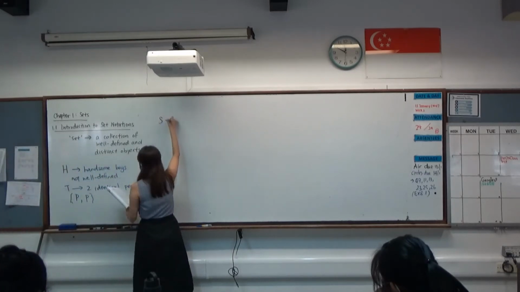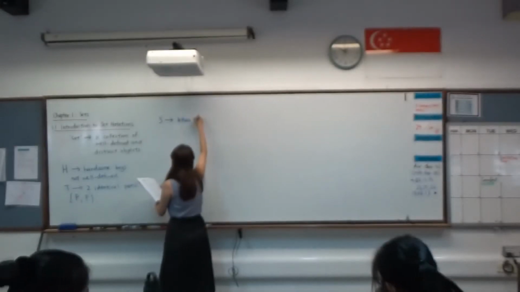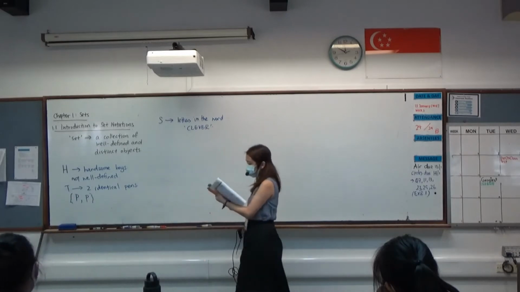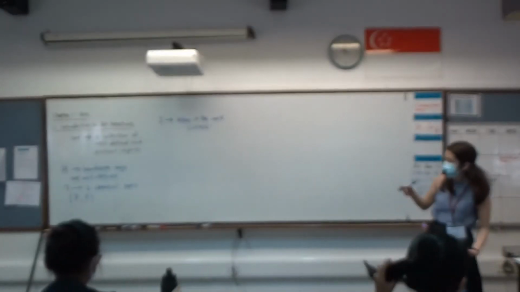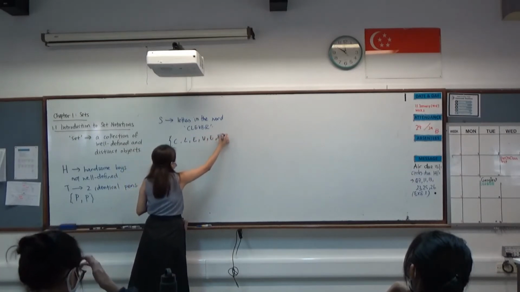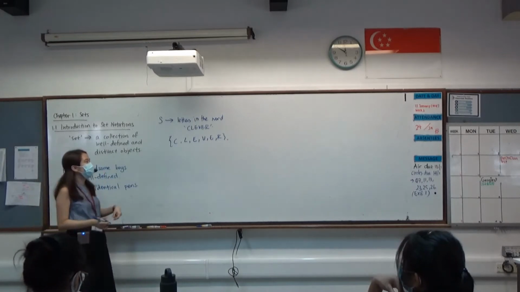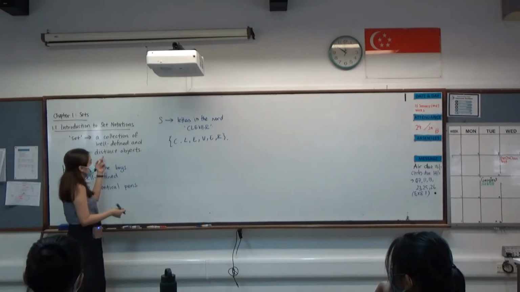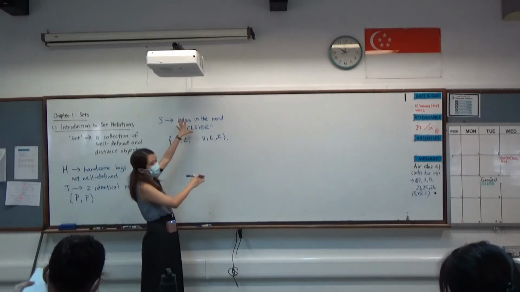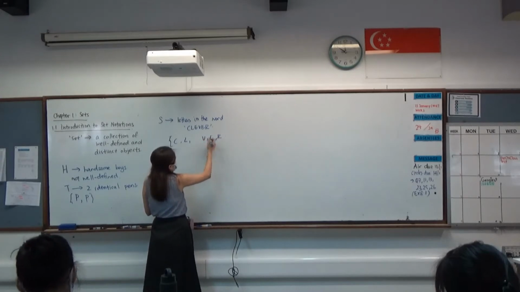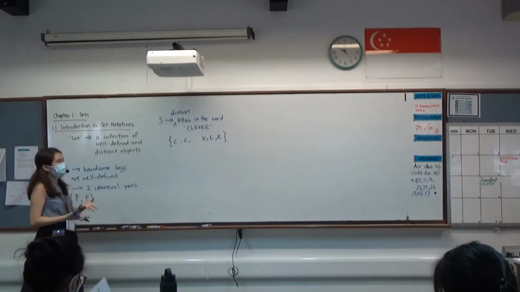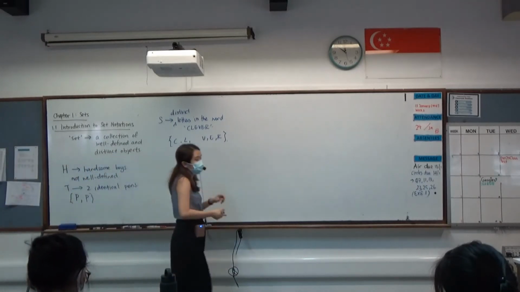Another one would be if I have S to be the set that has the letters in the word clever. To list out all these letters, we know that it will be C-L-E-V-E-R. But if I list it out like that, you notice that E is being repeated. Therefore, it is no longer distinct, and not considered a set itself. If I really want it to become a set, I need to rephrase this description, and redefine this set to be the distinct letters in the word clever, so that we don't repeat the letter E.